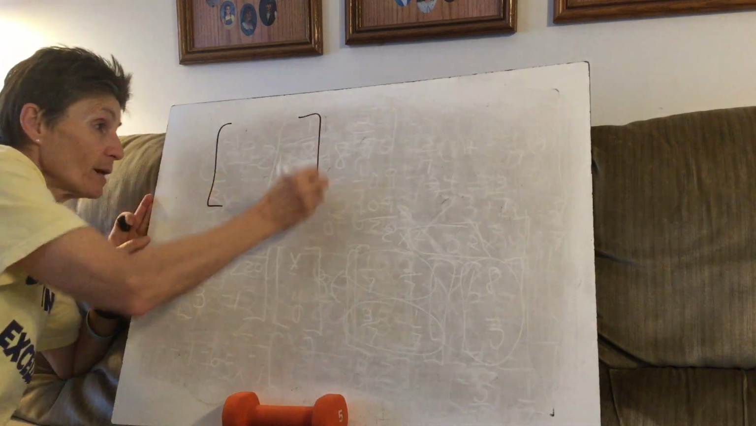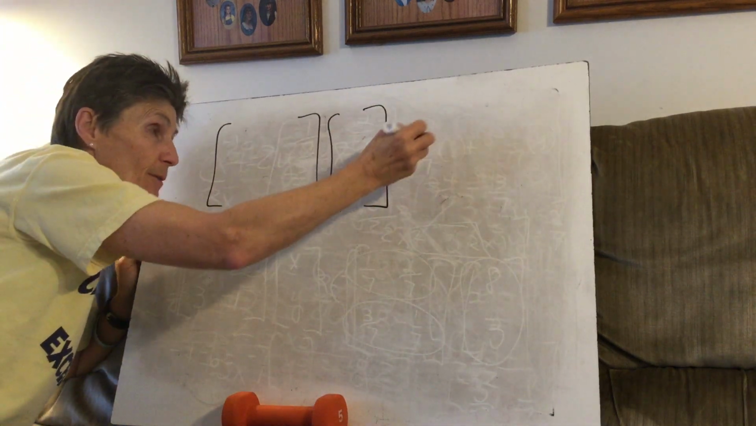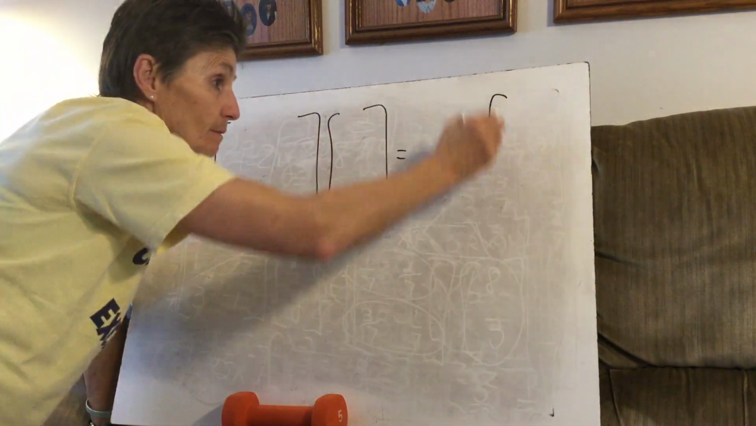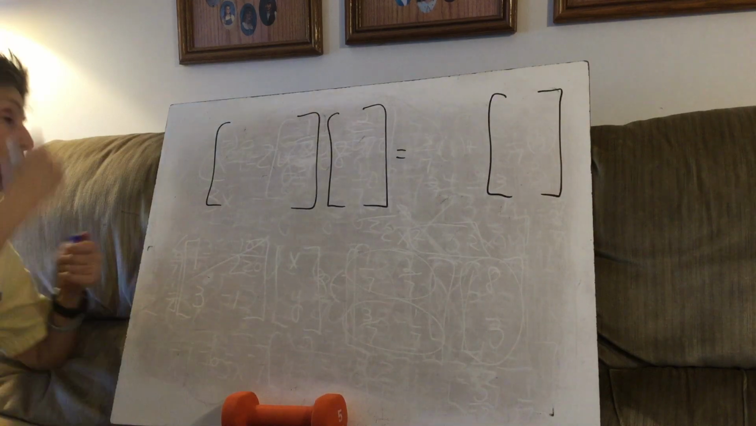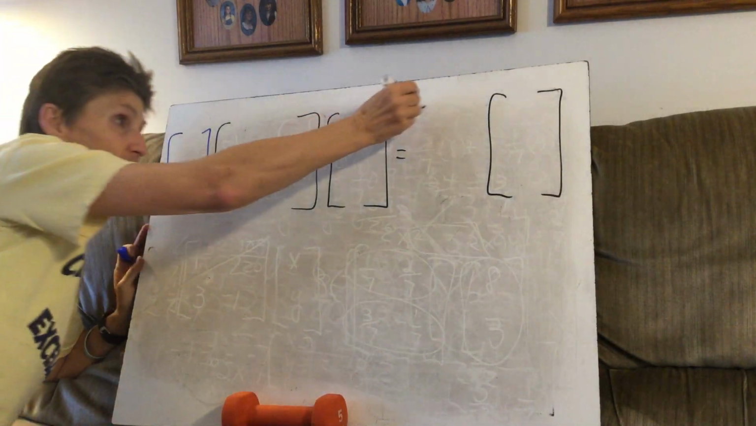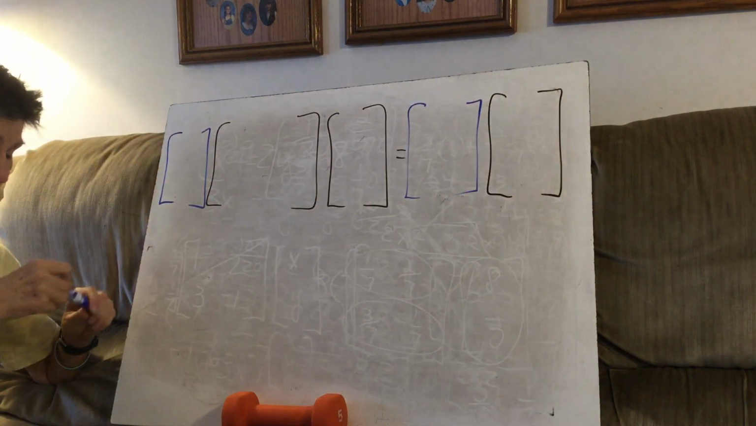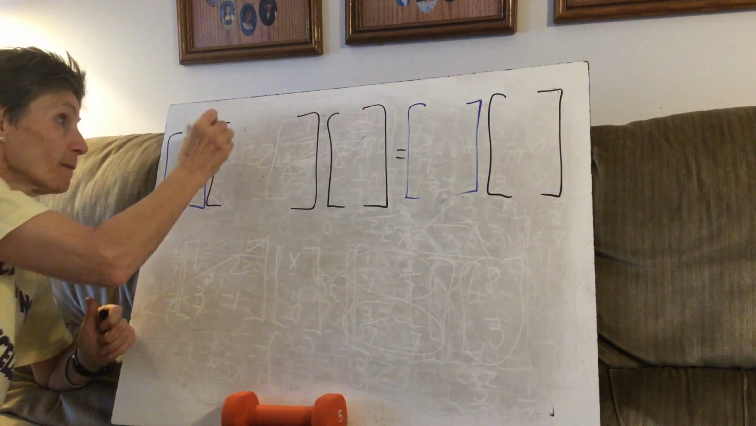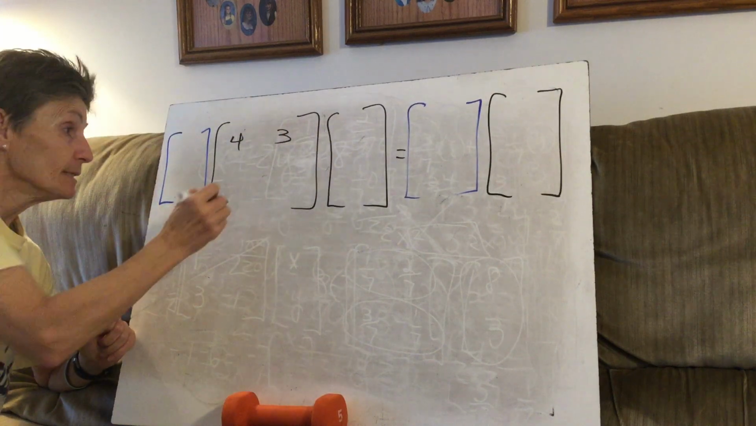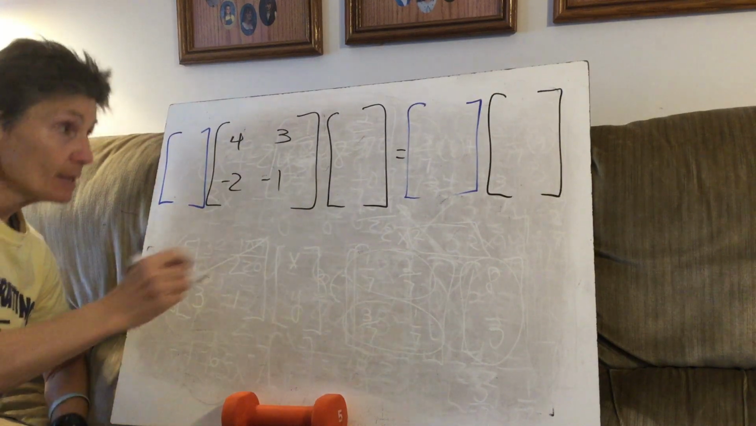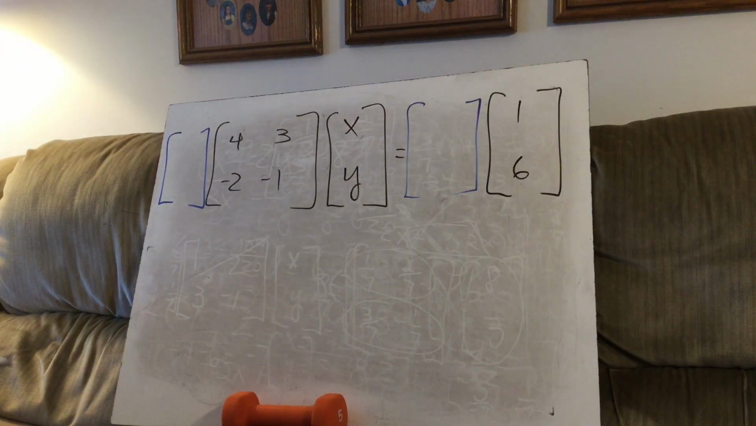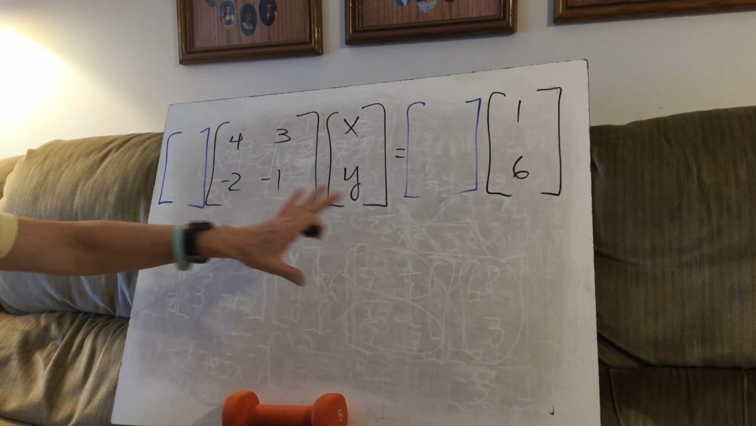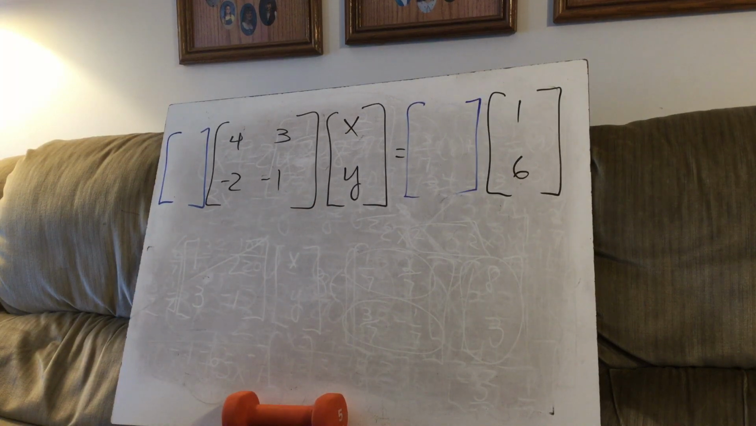So here's my matrix equation. I'm not even going to write the original system. I'm going to go straight to my matrix equation. And this time I'm going to leave a blank because I know that the idea is that I am going to multiply by my inverse. So my coefficients are 4, 3, -2, -1. My constants are 1, 6, and my variables are x and y. So there is the original system. So make sure you've got that down, that you know what's going on there.